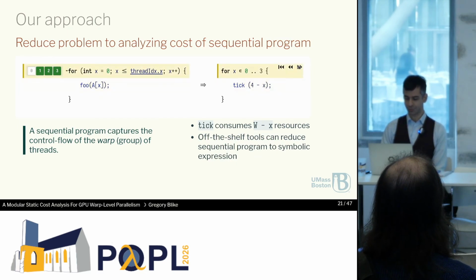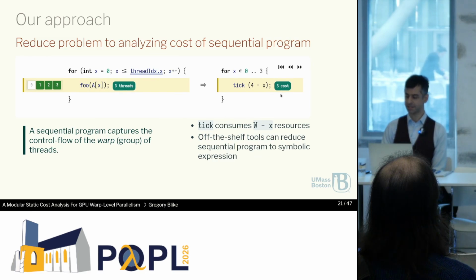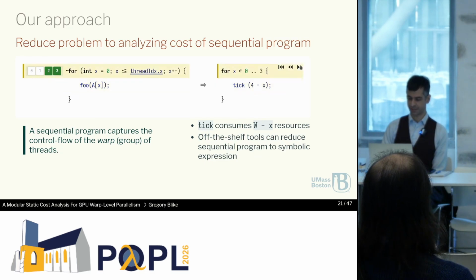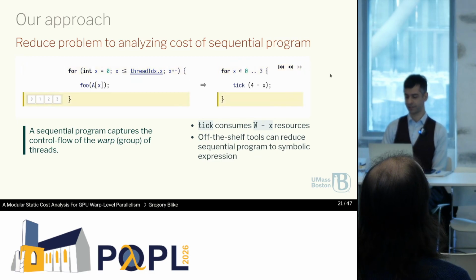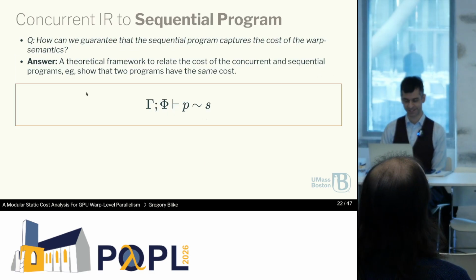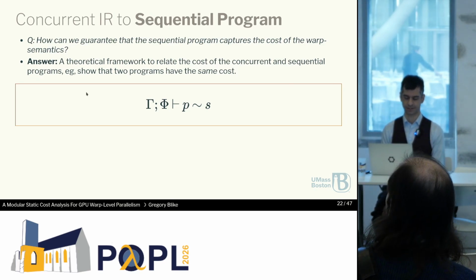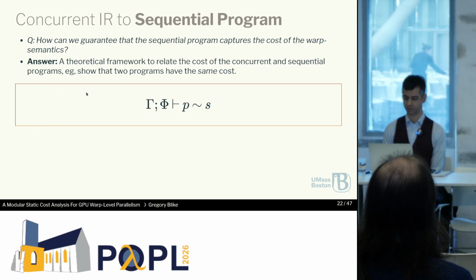And so as we progress, one thread terminates and our cost reduces. And again, this sequential program was produced by our analysis. And as we progress, we continue to see that these maintain the same value until the thread terminates, or the loop terminates. So how can we guarantee that the sequential program captures the cost of warp semantics? And that's the theoretical framework that we built to relate the cost of the concurrent and the sequential programs. And that is to show that the two programs have the same cost.